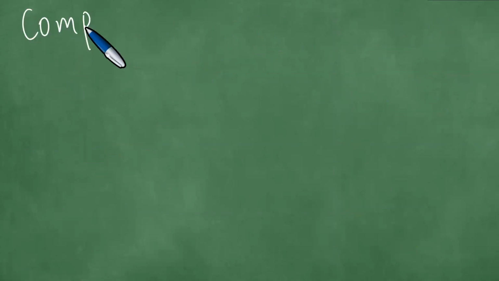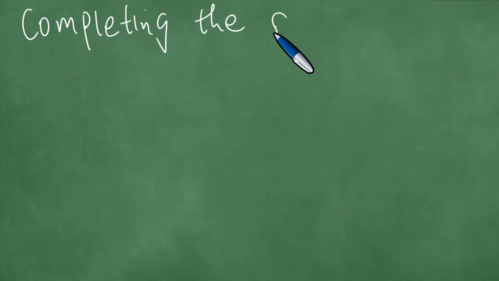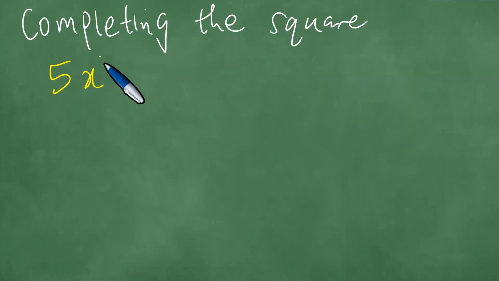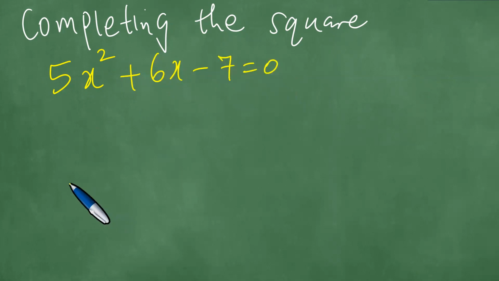Completing the square is another way. Okay, I'm going to do completing the square because you guys are good students, so you can learn from this, but you're going to get the same answer. It is not a very nice thing with large numbers, but let's just go through it. 5x squared plus 6x minus 7 equals 0. You divide through by 5. What do you get?